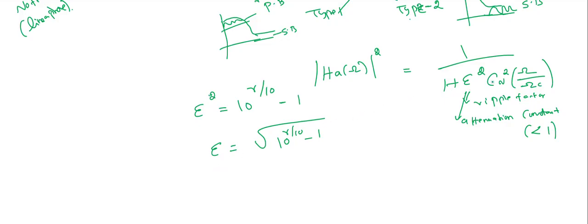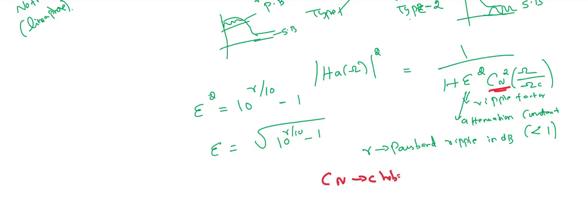So r is the passband ripple in dB. And Cn is nothing but the Chebyshev cosine polynomial coefficients.